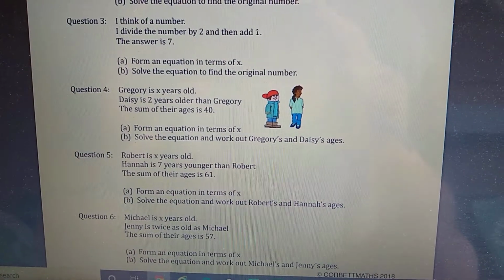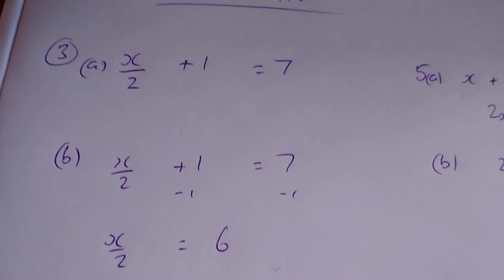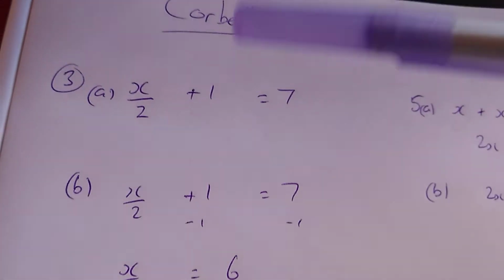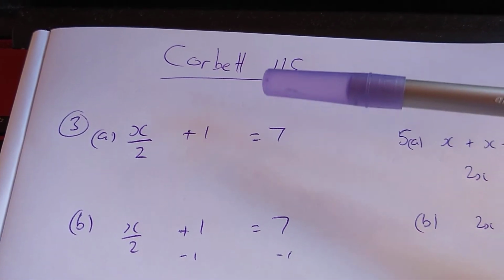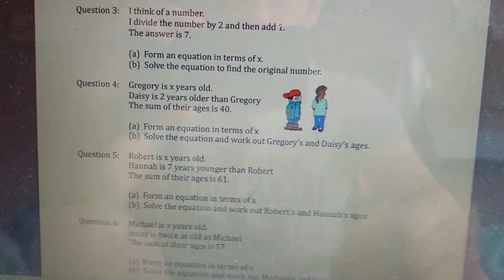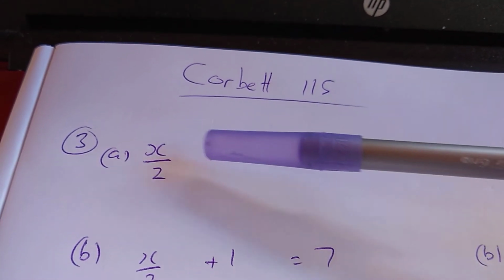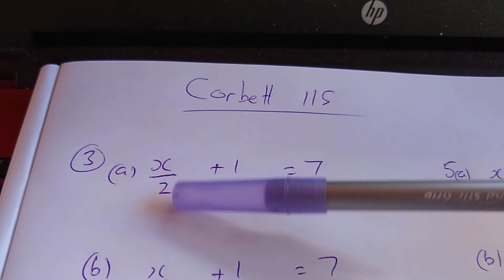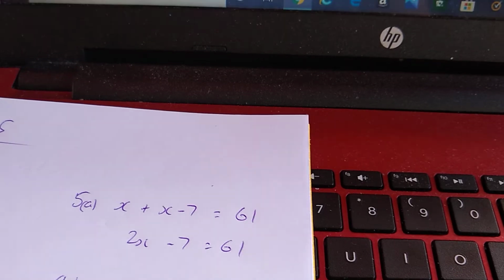Okay, so then when I take x for an unknown number, I'm going to do x divided by 2, which I can write as x over 2, plus 1. Now I'm told in the question that equals 7. So there we go, that is how to form the equation. Think of a number, divide it by 2, add 1, and that gives me an answer of 7.